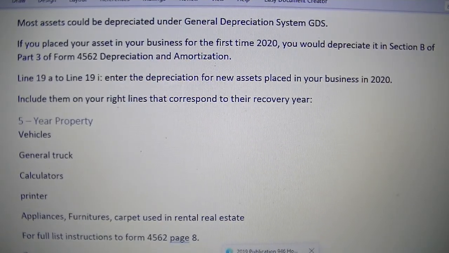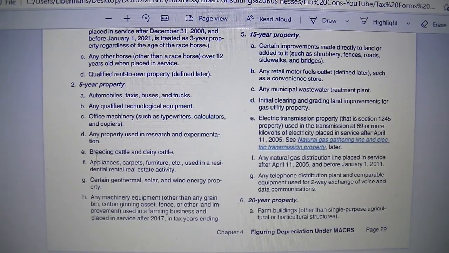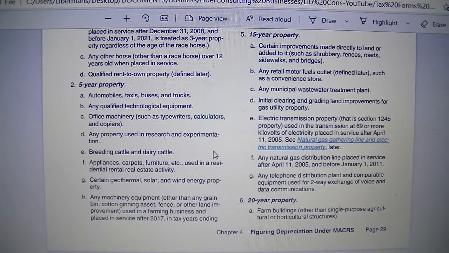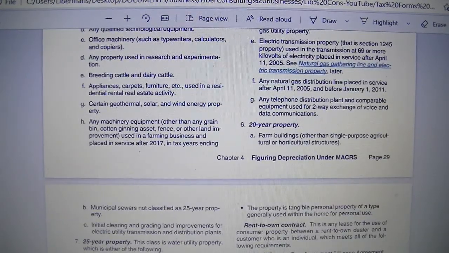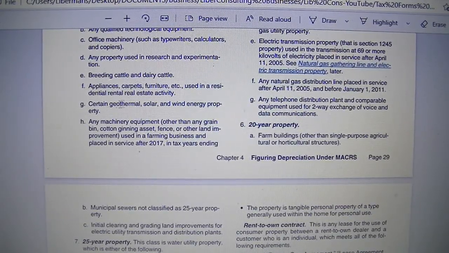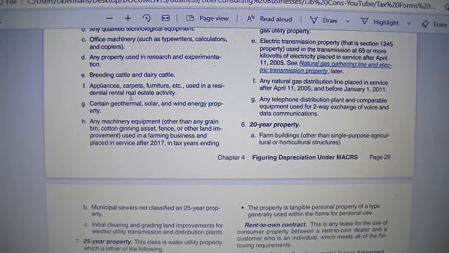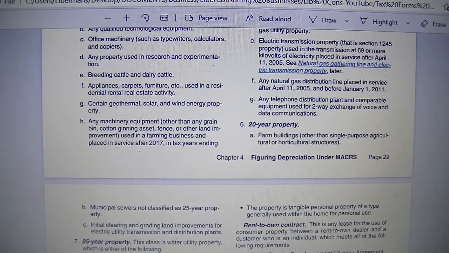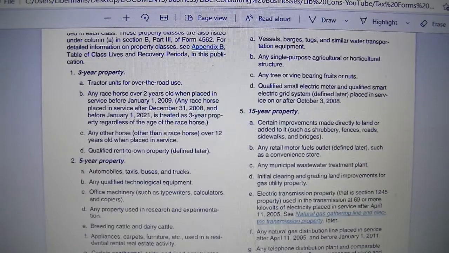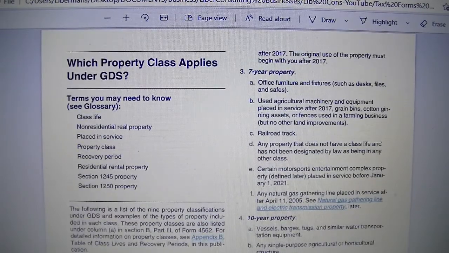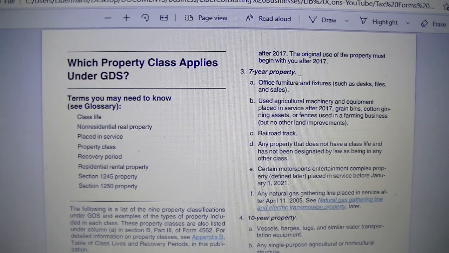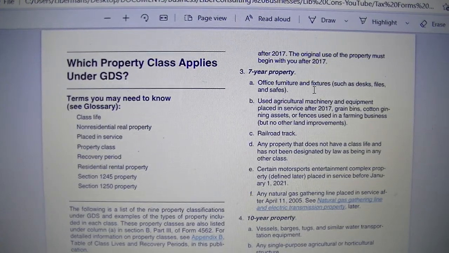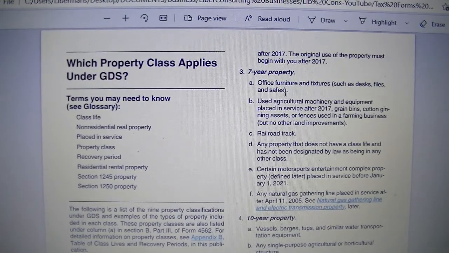Let's go back. So we do have properties used in research and experimentation, breeding cattle, and furniture used in a rental place. And let's continue. Seven-year property, you have office furniture and fixtures. So you have desks, files, safes.